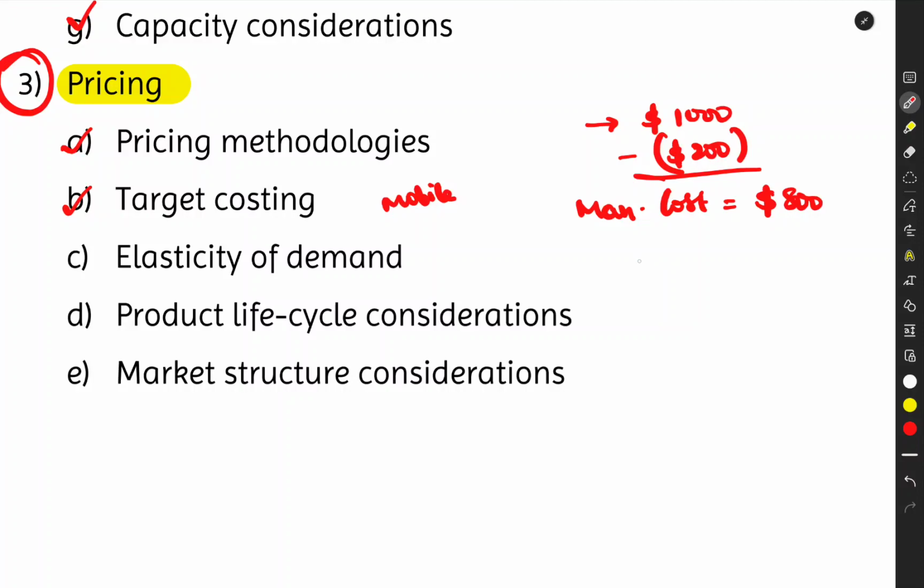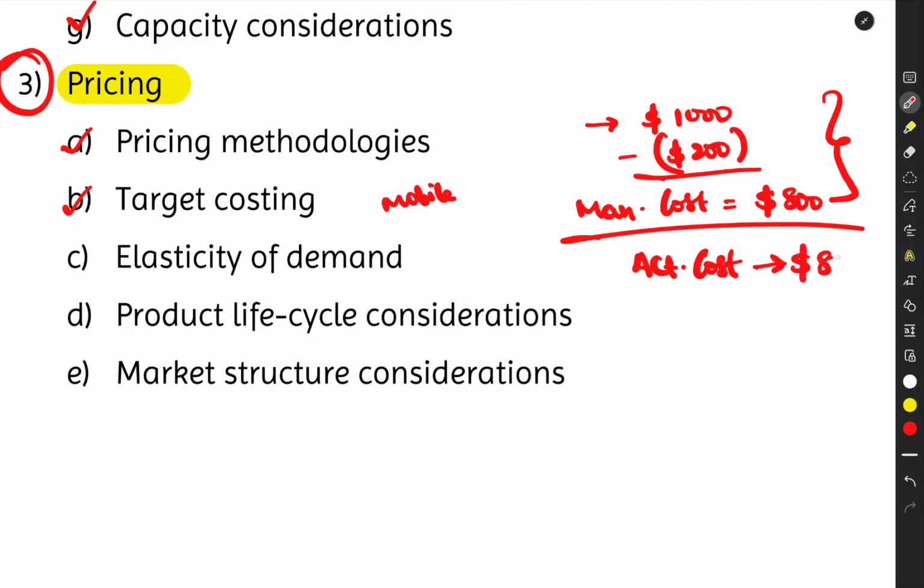Now I'll take the actual cost. These are my expectations, but the actual cost turned out to be 850. Now there is a target gap of $50. I wanted to finalize the product at $800, but the cost of production went up to 850. So I have spent $50 more. Now my analysis will start. Why did I spend that $50 extra? Where can I do cost reduction? How can I reduce my overall cost and fit within my target? That is called target costing.